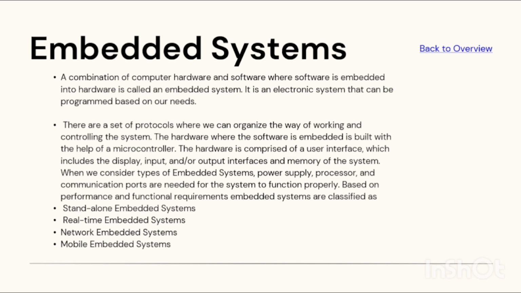The hardware is comprised of a user interface, which includes the display, input and output interfaces, and memory of the system. When we consider types of embedded system, power supply, processor, and communication ports are needed for the system to function properly. So basically, we know that for a system to communicate and for a system to work properly, we need a particular input, a display, and a proper output, which we can get the desired output for us, and for the desired input. And considering the embedded system, we need a power supply.